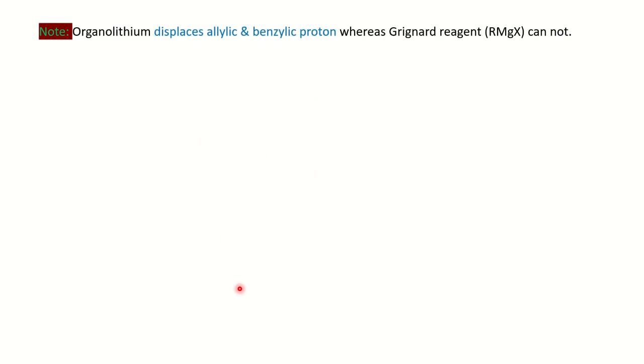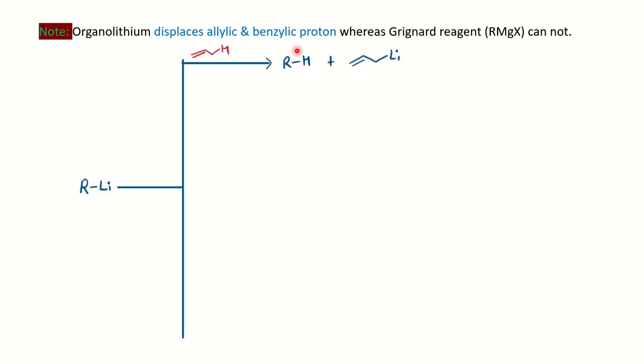Now we will see for some particular category of protons, like if you have an allylic proton or a benzylic proton, organolithium will give you the product here, while a Grignard reagent doesn't work with allylic and benzylic substrates. So we will see here by taking the general example of organolithium.